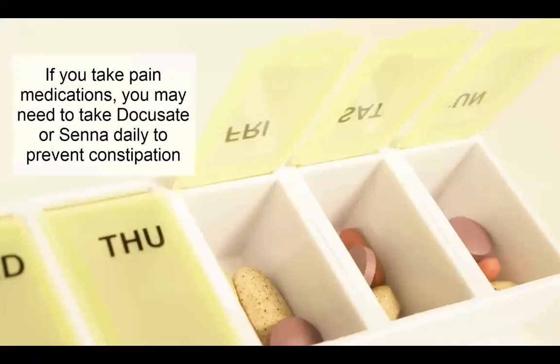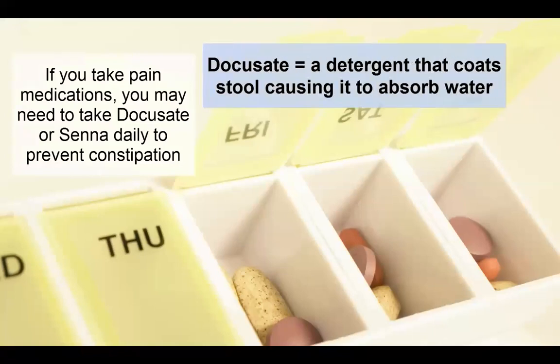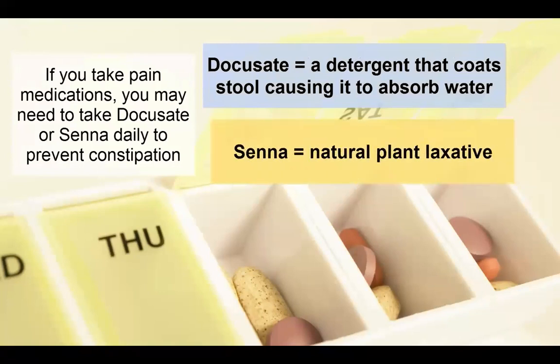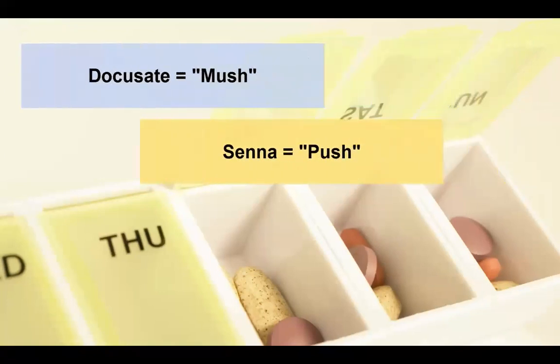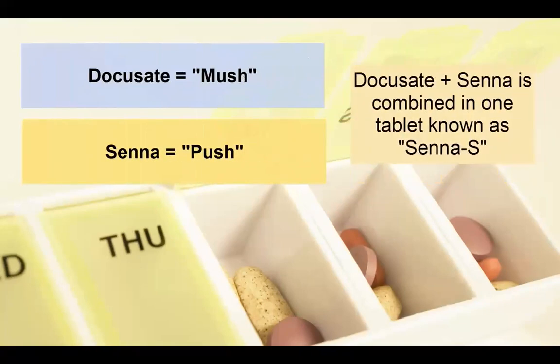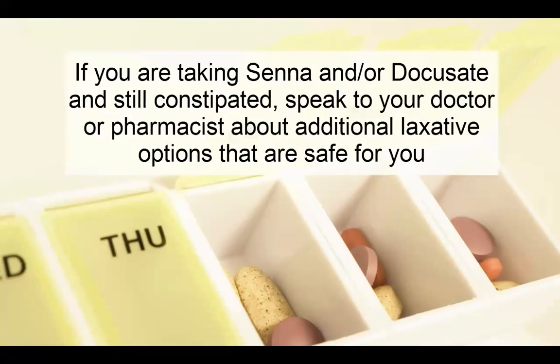If you take pain medications, you may need to take Docusate or Senna daily to prevent constipation. Docusate is a detergent that coats the stool, causing it to absorb water, and Senna is a natural plant laxative. Docusate plus Senna is combined in one tablet known as Senna S. If you are taking Senna and Docusate and are still constipated, speak to your doctor or pharmacist about additional laxative options that are safe for you.